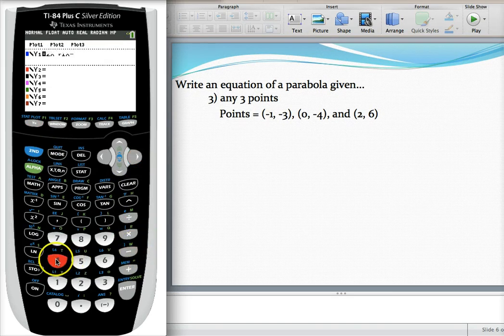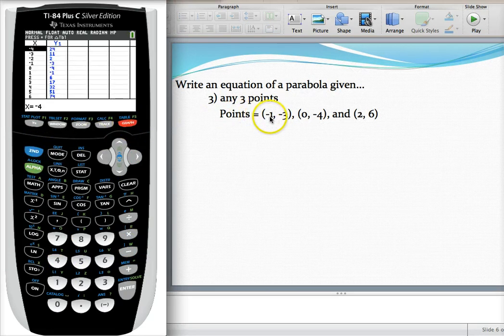So now that I have that typed in, let's check our table to see if our points were correct and are in our table. I've got -1, -3. I can see that, yep, that's in my table. I've got 0, -4, that's in there. And I've got 2, 6. So yeah, not only did I remember it right, but we also got the correct equation. So there's how to find the equation of a parabola given 3 points using your calculator.